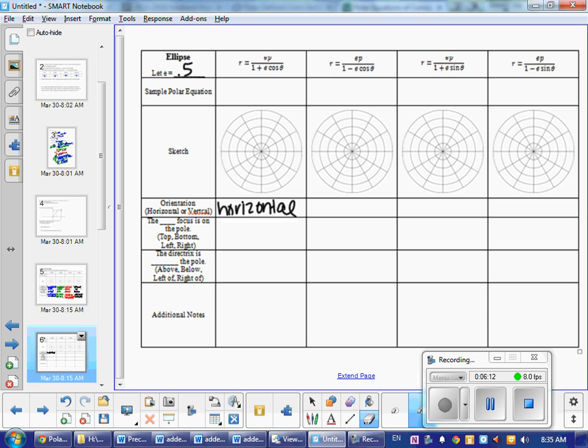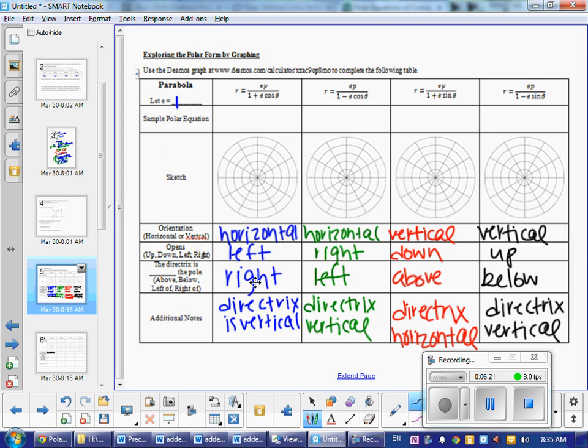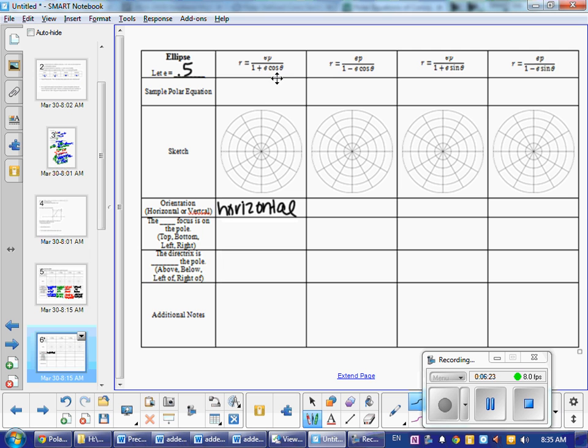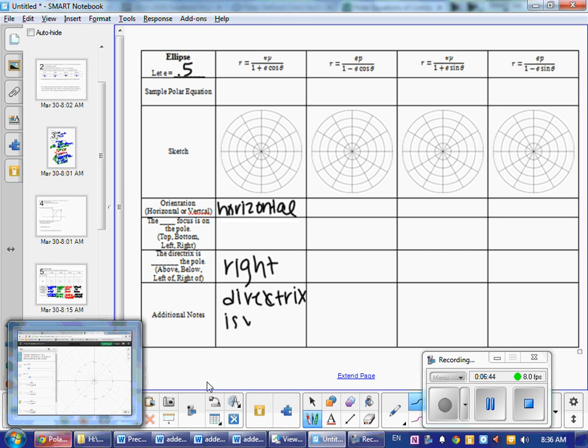Where will the directrix be? Think about what we just learned on the last page. The directrix is to the right. So cosine tells me I'm going left or right. The plus means I'm going to the right. So the directrix is to the right of the pole. What direction will the directrix go? It will be vertical. So to fill out that last box, let's go back to the graph. Yeah, vertical.